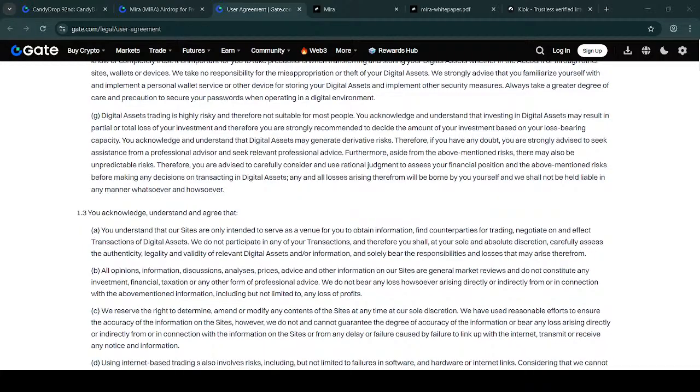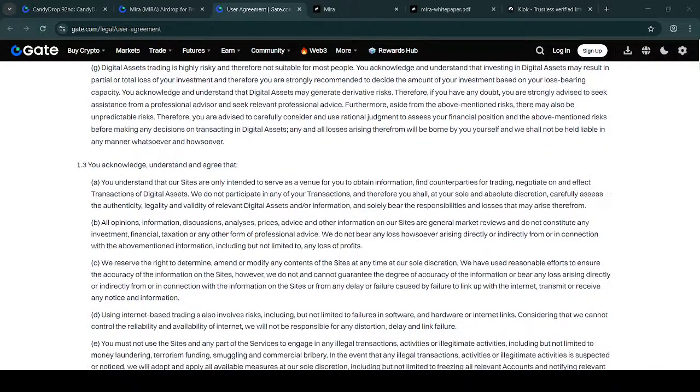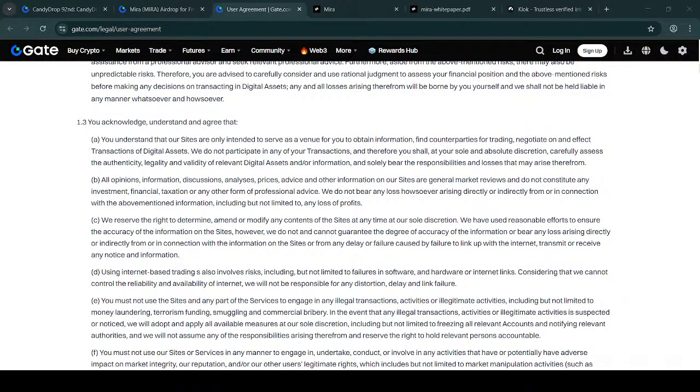So let's talk. You acknowledge and understand that our site only acts as a venue where you obtain information and find counterparties for trading negotiation, and that we do not participate in any transaction of the digital asset for you. Therefore, please carefully assess the authenticity and legality, guys. Validate the relevant digital asset and its information as well, and bear the responsibility for any loss that may arise.